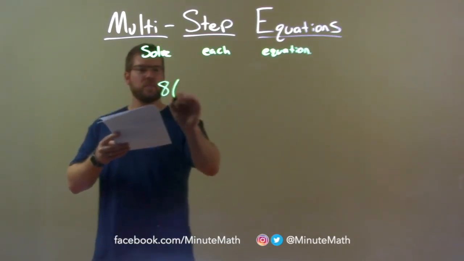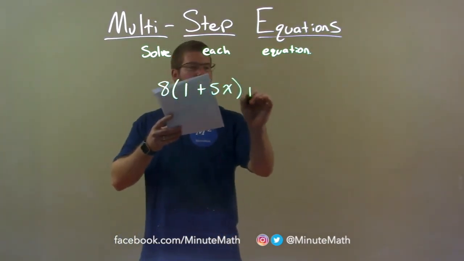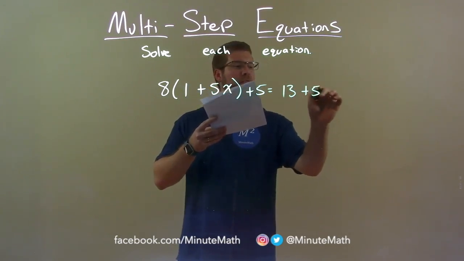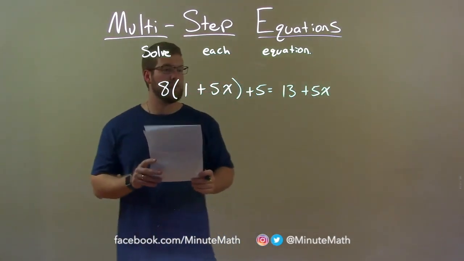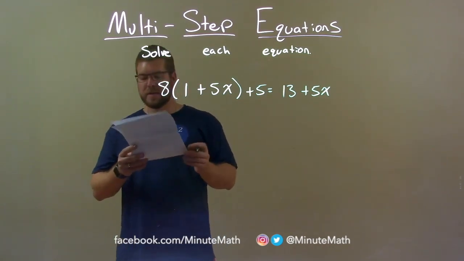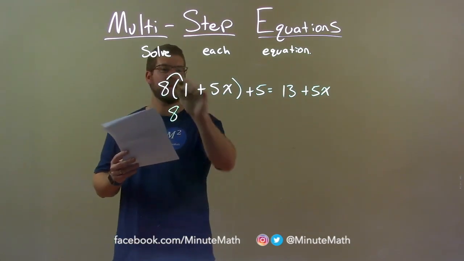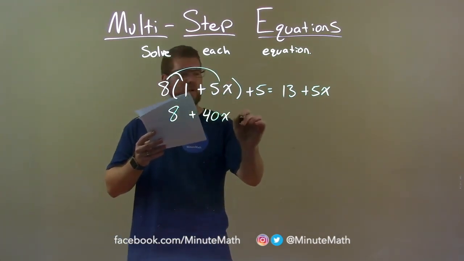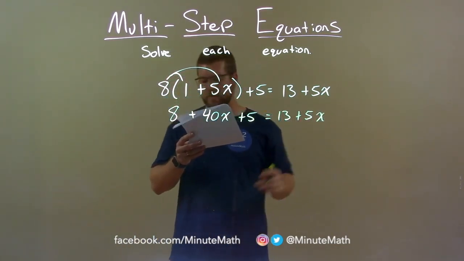8 times 1 plus 5x plus 5 equals 13 plus 5x. Alright, I want to get x by itself. First step in doing so, I distribute the 8 into the parentheses. 8 times 1 is 8, and 8 times a 5x is a 40x. Then we bring down the plus 5, and the 13 plus 5x.